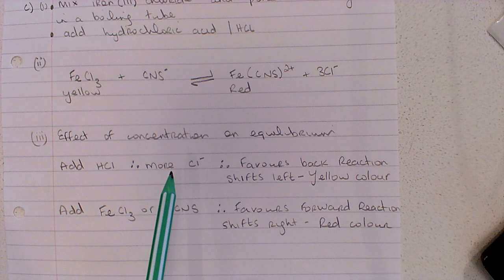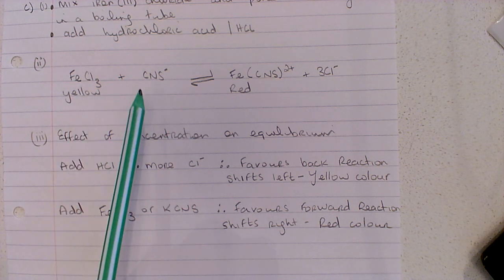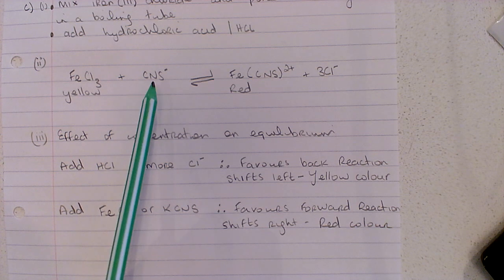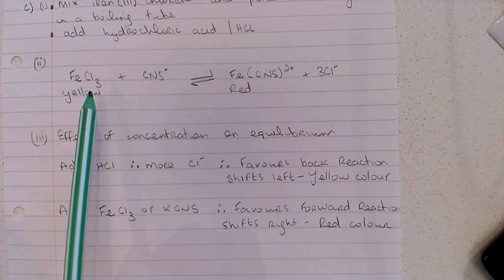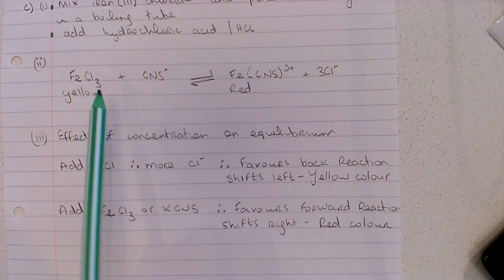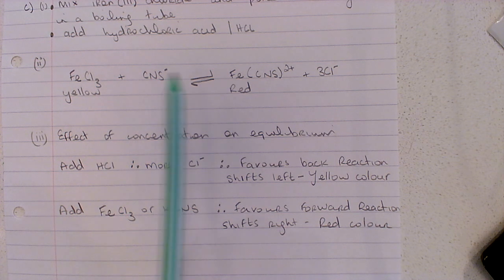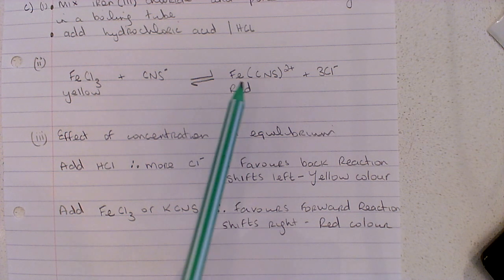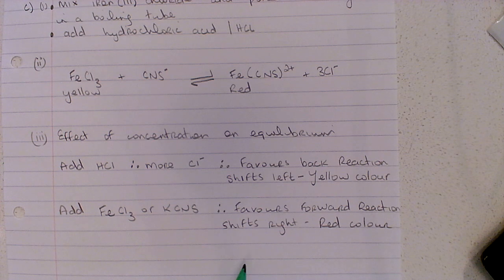Another way of looking at this is if I was to add more iron chloride or more of my potassium thiocyanate, so I'm increasing the reactants, that's going to shift the reaction to the right. It's going to favour the forward reaction to use up these reactants. And therefore, I'm going to be making more products, and the solution is going to turn more red. So if it shifts to the right, favouring the forward reaction, the reaction mixture will turn more red.